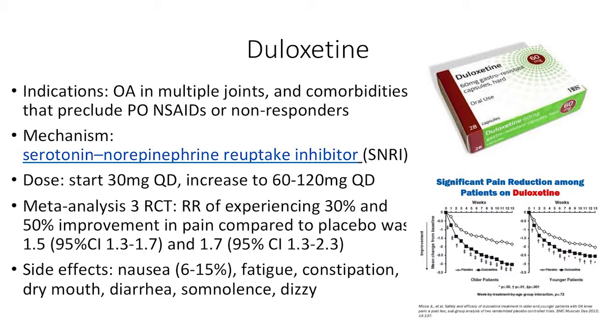A medication that the rheumatologists prescribe a lot is Duloxetine, otherwise known as Cymbalta. This is just a serotonin norepinephrine reuptake inhibitor. There have been randomized trials done on this showing good improvements in pain, but this does also have similar side effects: nausea, vomiting, some dizziness, dry mouth.